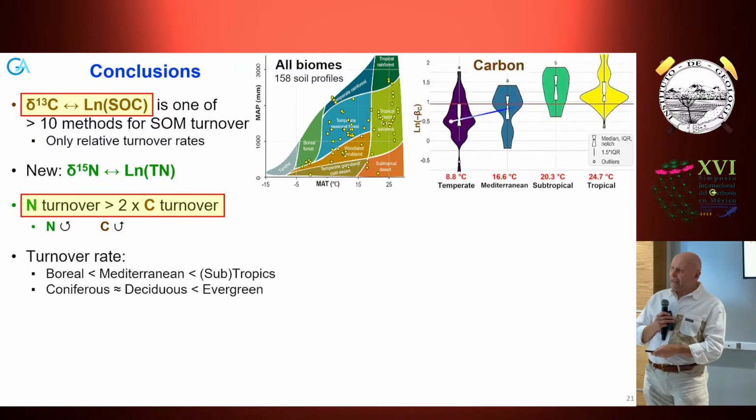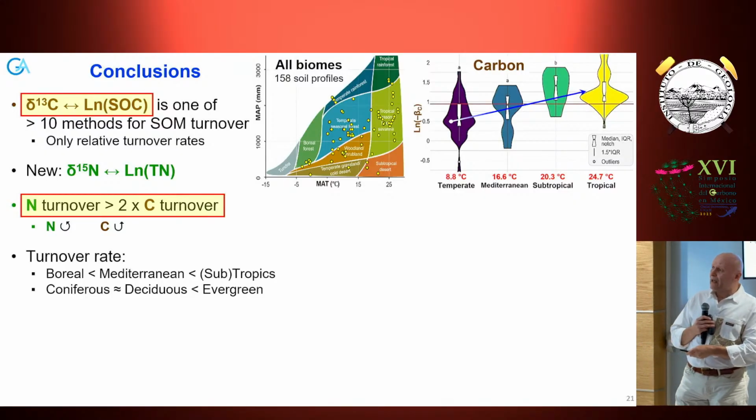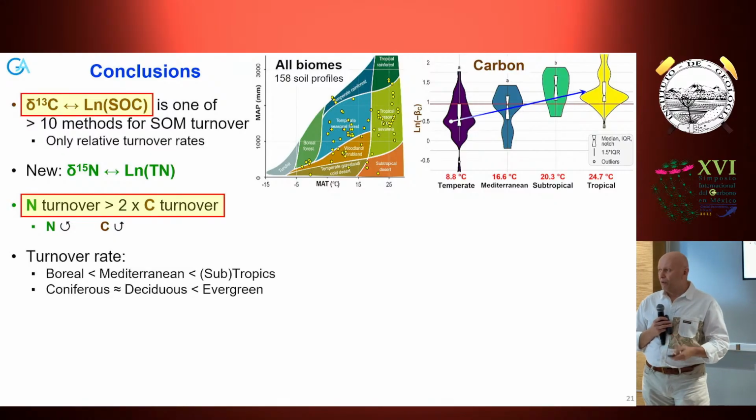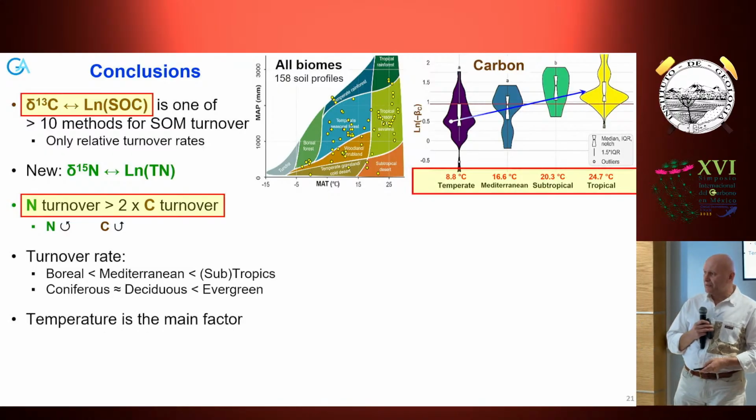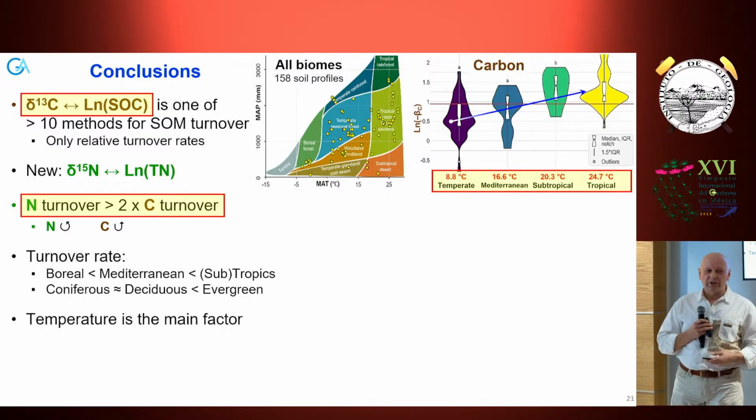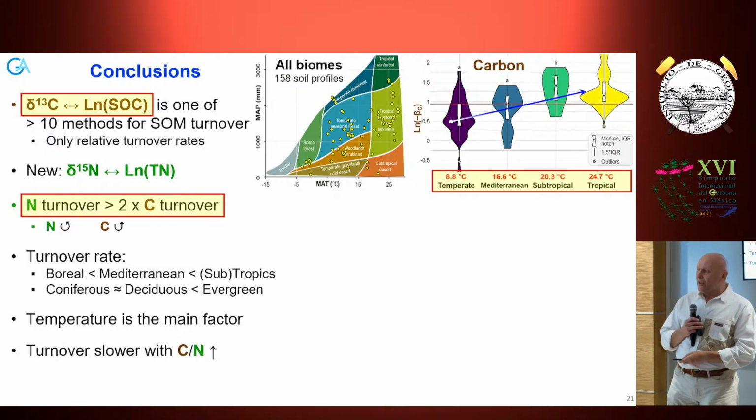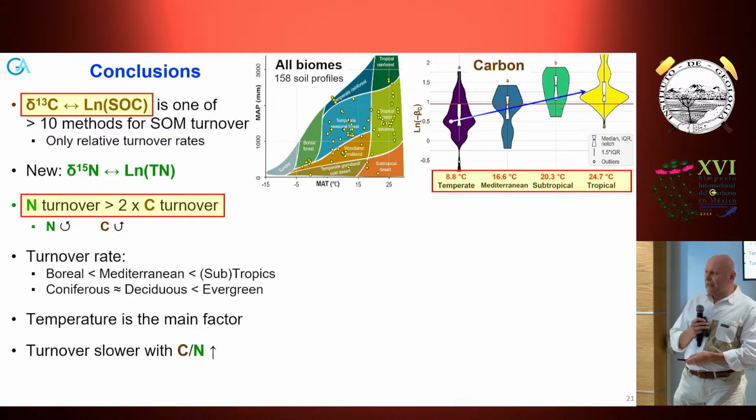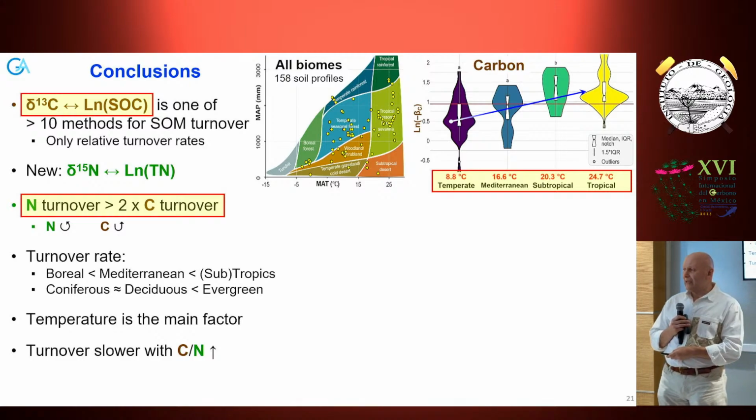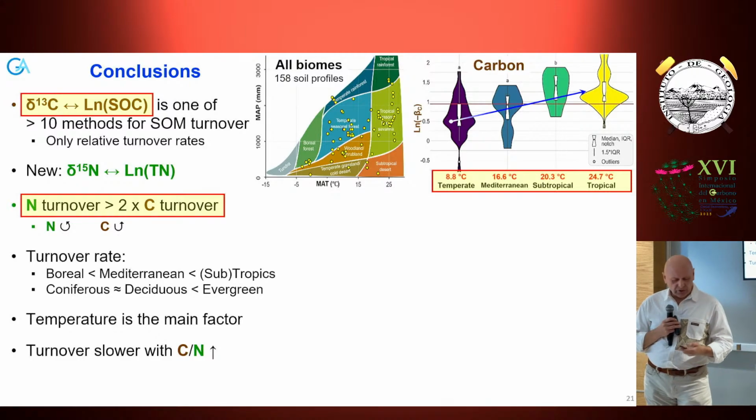So the turnover rates in the boreal forest are slower than in Mediterranean and in subtropics, and coniferous and deciduous are similar, but evergreen forests have faster turnover rates. And actually, the temperature is probably the most important factor, not the precipitation. Turnover is getting slower with the increase of carbon and nitrogen turnover rates.